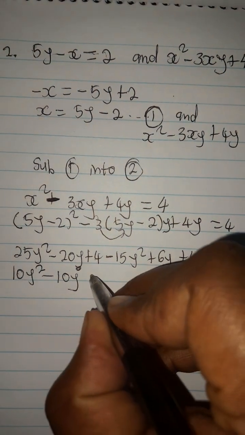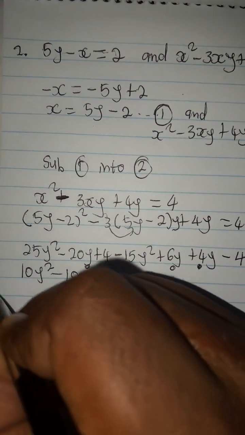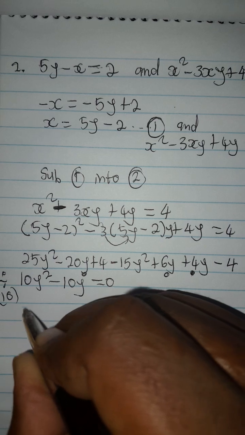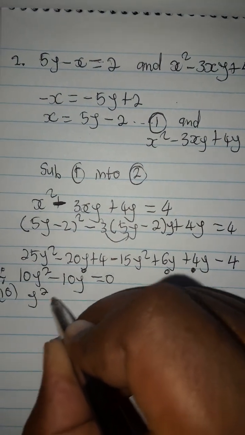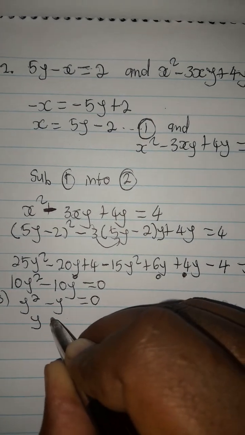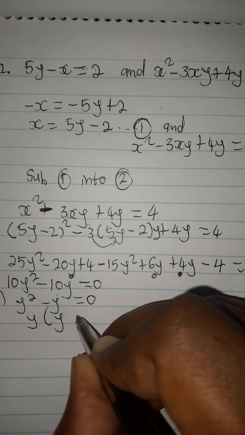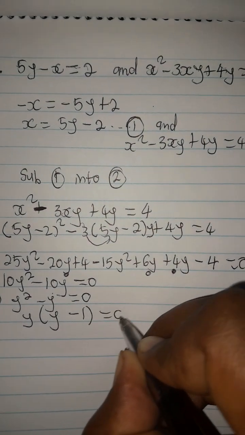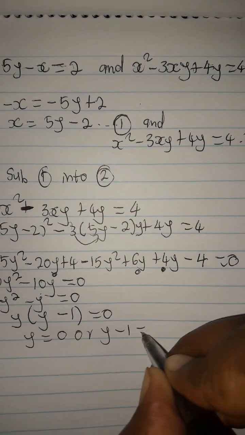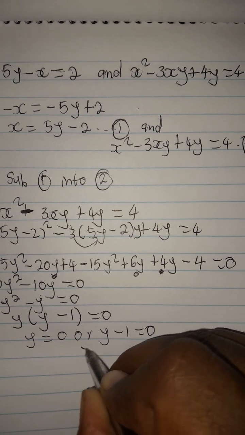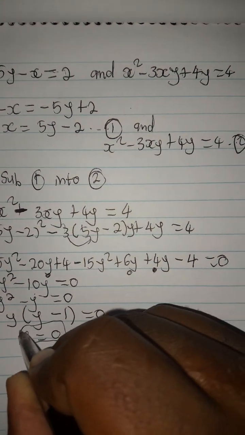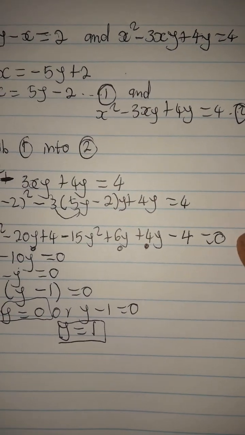So what are we left with? 10y squared minus 10y equals 0. We can divide everything by 10: 10 divided by 10 gives y squared, and 10 divided by 10 gives y, leaving 0. You then factor out y, and to get negative y, you need negative 1. So y times (y minus 1) is equal to 0. Equate everything to 0: y is equal to 0, or y minus 1 is equal to 0, so taking negative 1 across, y is equal to 1. I'm already having my y values: y is equal to 0 or y is equal to 1.